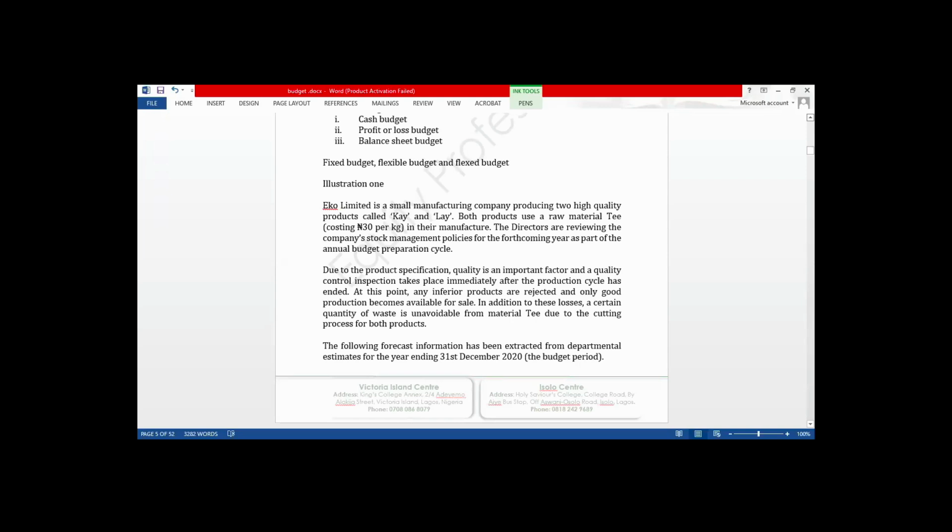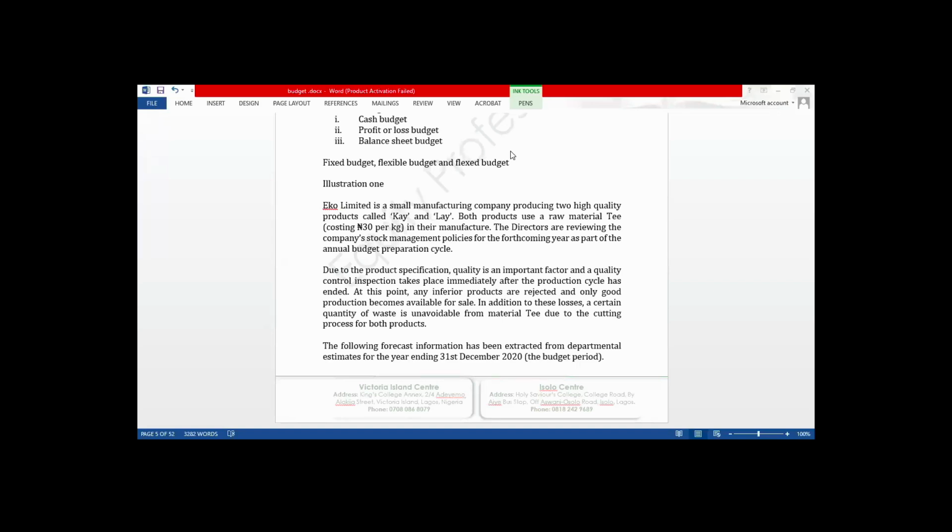Eco Limited is a small manufacturing company producing two high quality products called products K and Lay. Both products use a raw material T costing 30 naira per kg in their manufacture. The directors are reviewing the company's stock management policies for the forthcoming year as part of the annual budget preparation. Due to the product specification, quality is an all-important factor.